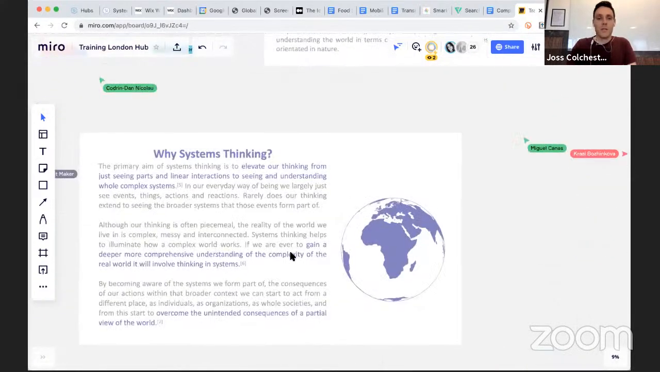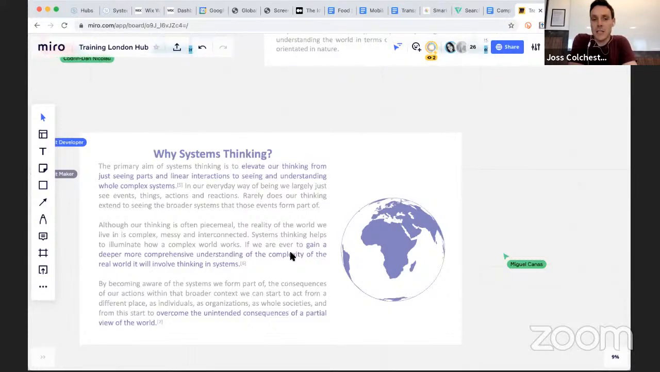But we might firstly want to ask why we're interested in this. What's the value of this? What's wrong with being a reductionist thinker all the time? Why do we need systems thinking? So the primary aim of systems thinking is to elevate our thinking from just seeing parts and linear interactions to seeing and understanding whole complex systems. In our everyday way of being, we largely just see events, things, actions, and reactions. Rarely does our thinking extend to seeing the broader systems that those events form part of.